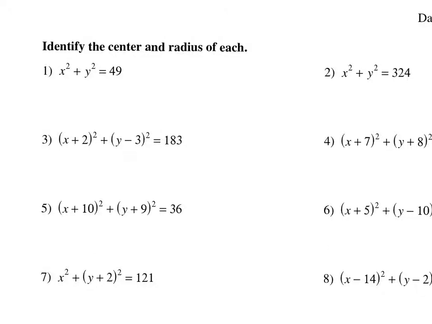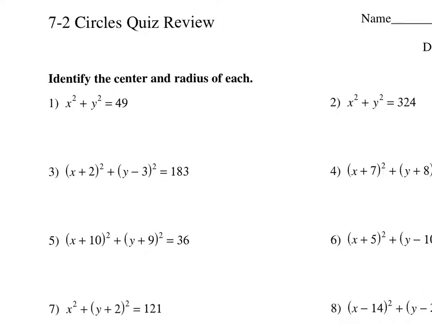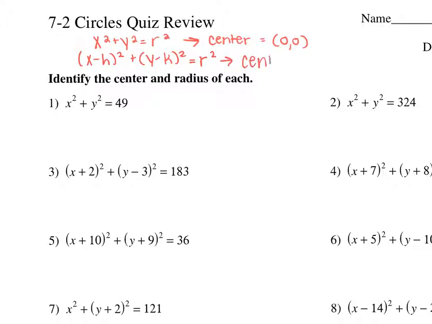So we're looking at our assignment here that is due on Thursday about identifying the center and radius of each equation here. Again, remember we're using the two equations, x squared plus y squared equals our radius squared. That's when our center is at 0, 0. And then we have HK form, which is x minus h squared plus y minus k squared equals r squared. And that's when our center is at HK.